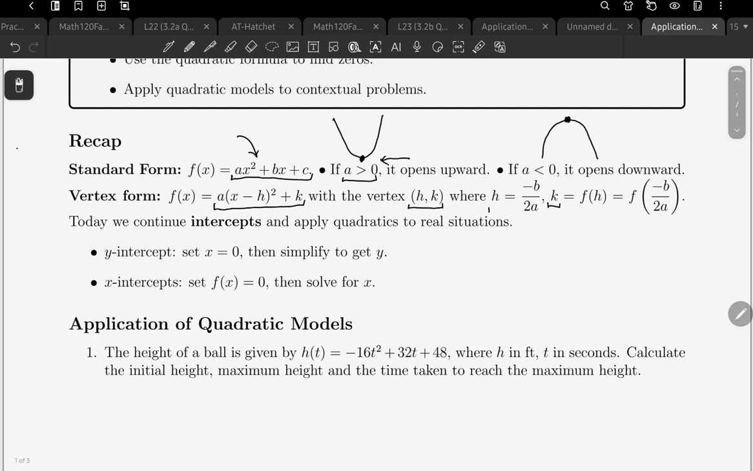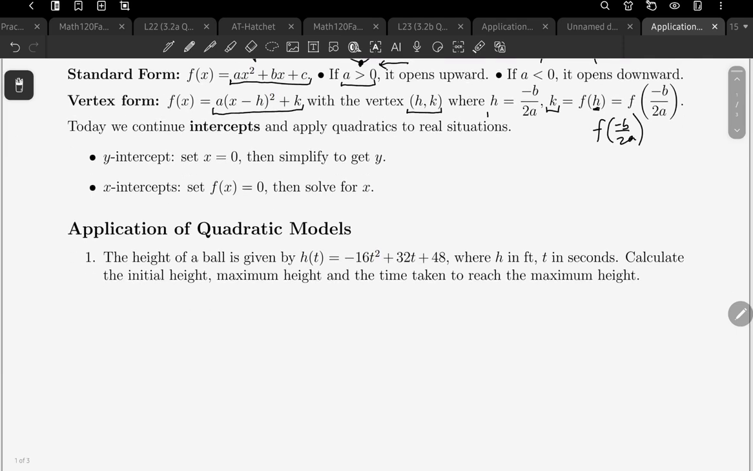And we get the k, which is the y coordinate of the vertex, usually the maximum value or the minimum value of whatever quantity we are dealing with. So we get that by evaluating the standard form, or whatever form of the function, at the h value that we have gotten. So it is usually evaluating f at negative b over 2a. Then we saw that for intercepts, to get the vertical intercept, the y-intercept, just set x equal to 0 and simplify to get y. And to get the x-intercept, you set f of x equal to 0 and solve for x.